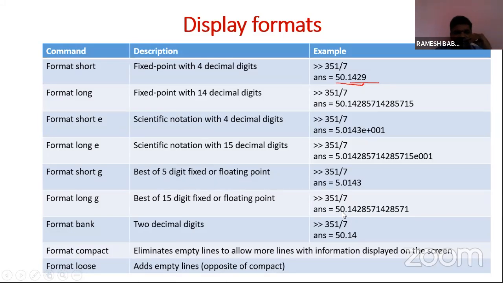Then format bank gives only 2 decimal digits. In the same way, compact can also be used. It will eliminate the empty lines to allow more lines of information to be displayed on screen. And format loose adds the empty lines, the opposite of compact.